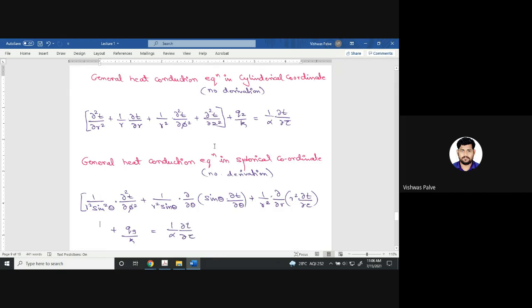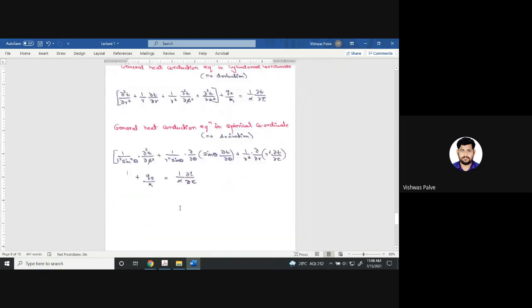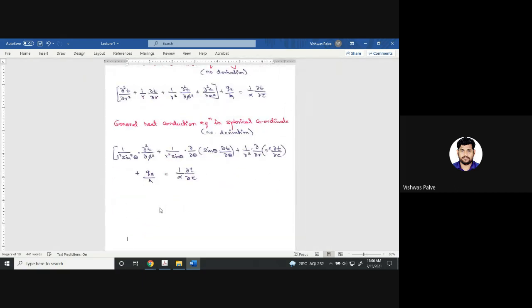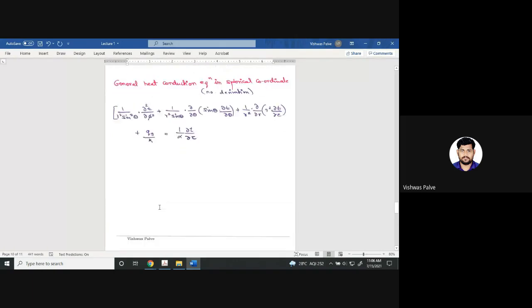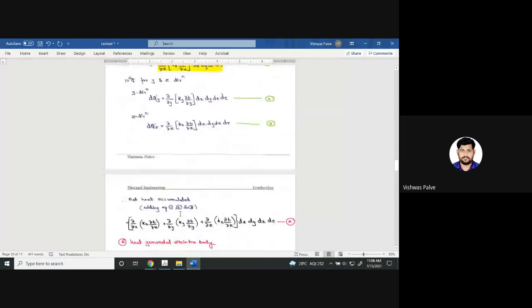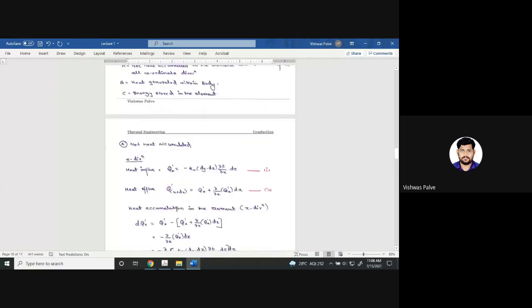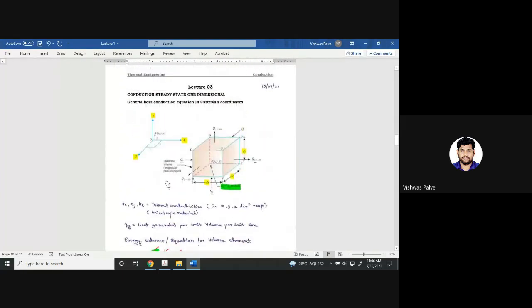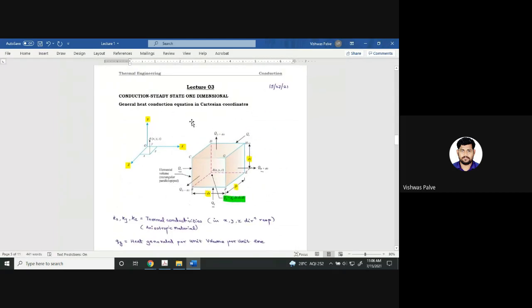Okay, so for these two equations we are just going to write down the equations. There won't be any derivation, so you have to write this down. Everyone has to write this in their classwork book. You have to maintain one notebook, and in that you have to derive this expression for the one-dimensional steady state heat conduction equation in Cartesian coordinates.